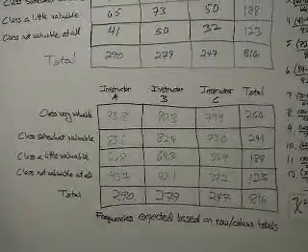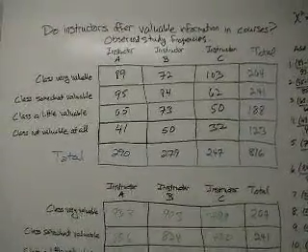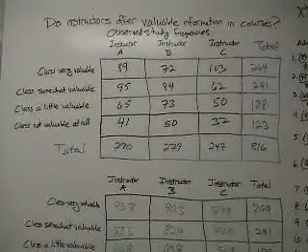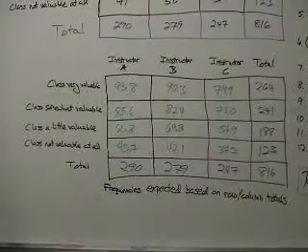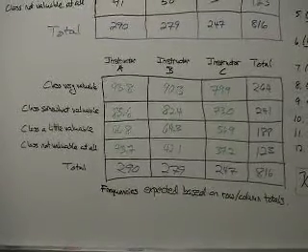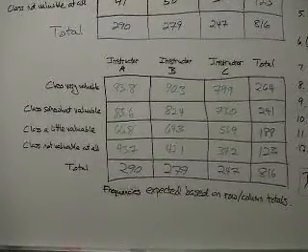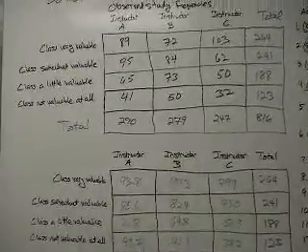Okay, so we now have these two tables established: the frequencies observed in the actual study and those expected based on our row and column totals. And now we're going to compare those in order to get what's called our chi-square figure.